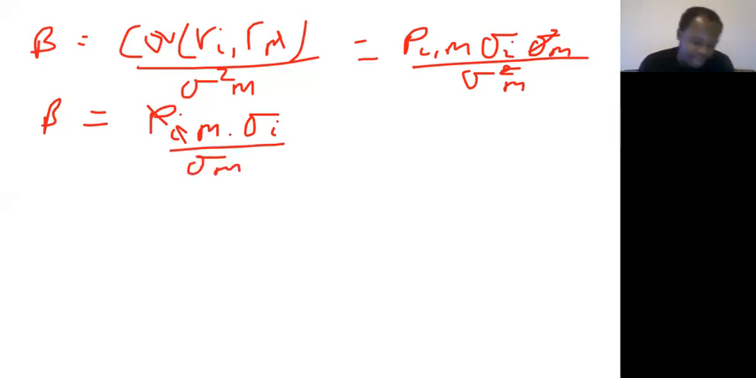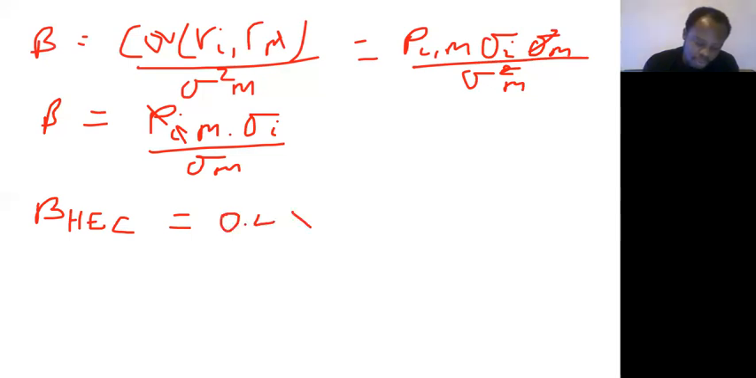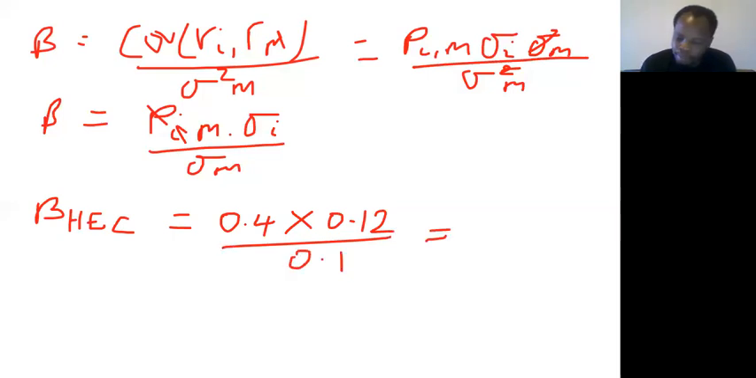So if I'm looking for the beta of HEC, then beta of HEC is equal to the correlation, which was given as 0.4, multiplied by the volatility, which was given as 0.12, over the volatility of the market, which was given as 0.1 in the question. And that gives you 0.48. So the beta of HEC is 0.48.